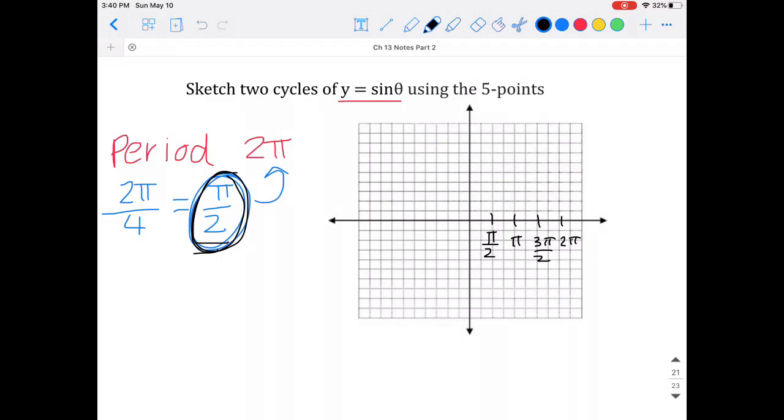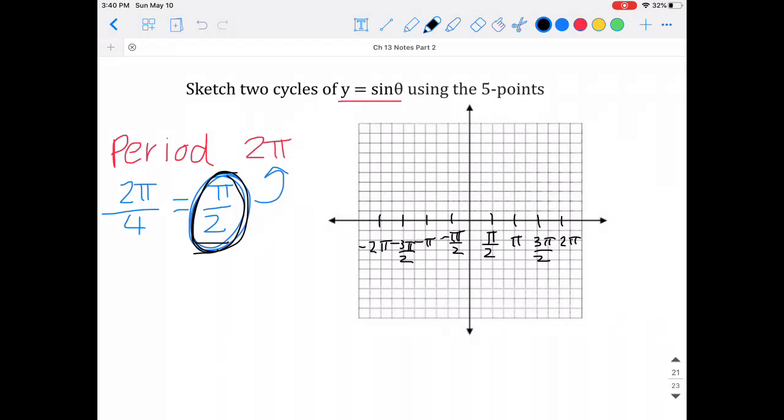We can also label it in the negative direction. So instead we're going to subtract. So this is negative pi over 2, negative pi, negative 3 pi over 2, negative 2 pi, and so on. So that's what helps us label our x-axis.